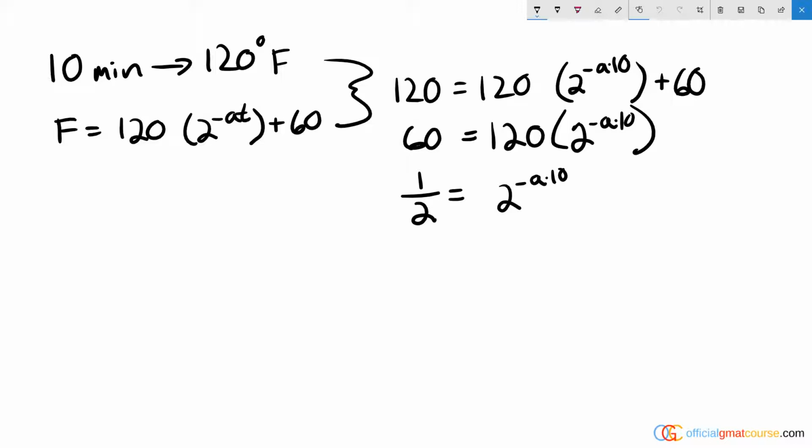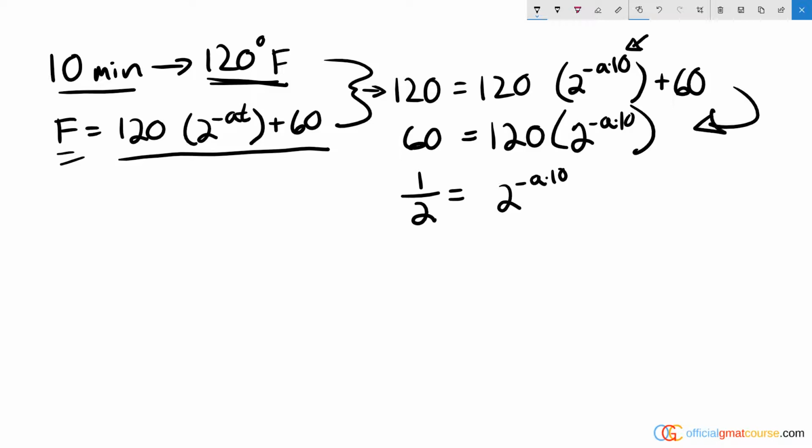We know that after 10 minutes, we have a drink that is 120 degrees Fahrenheit. Now, we have this formula where F equals 120 times 2 to the negative AT, where T is in minutes and A is a constant, plus 60. Using these two pieces of information together, we can create this formula here. So that means that 120 degrees is equal to the formula with 10 put in the T section, as we stated before. Now, if I subtract 60 from both sides, I'll get this formula down here.